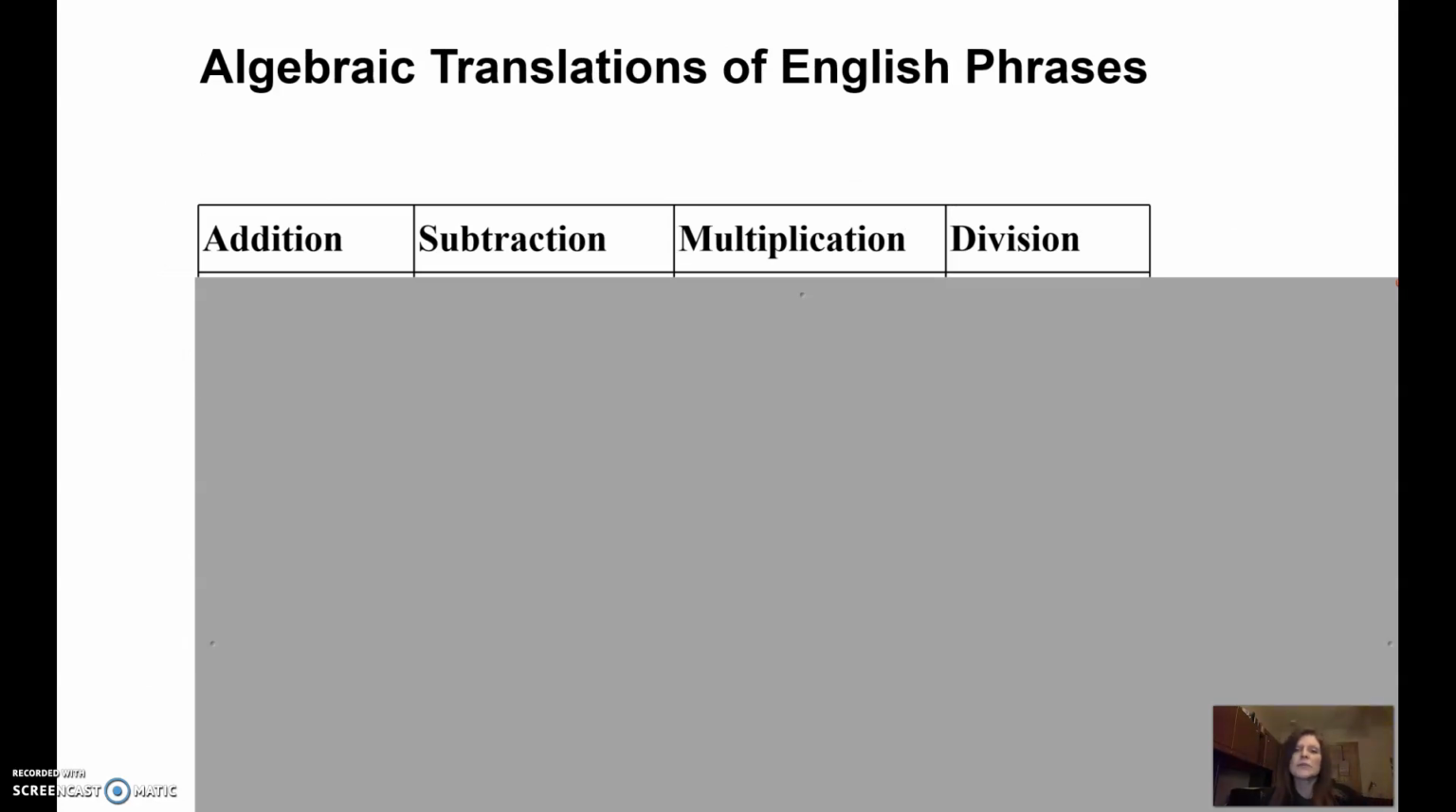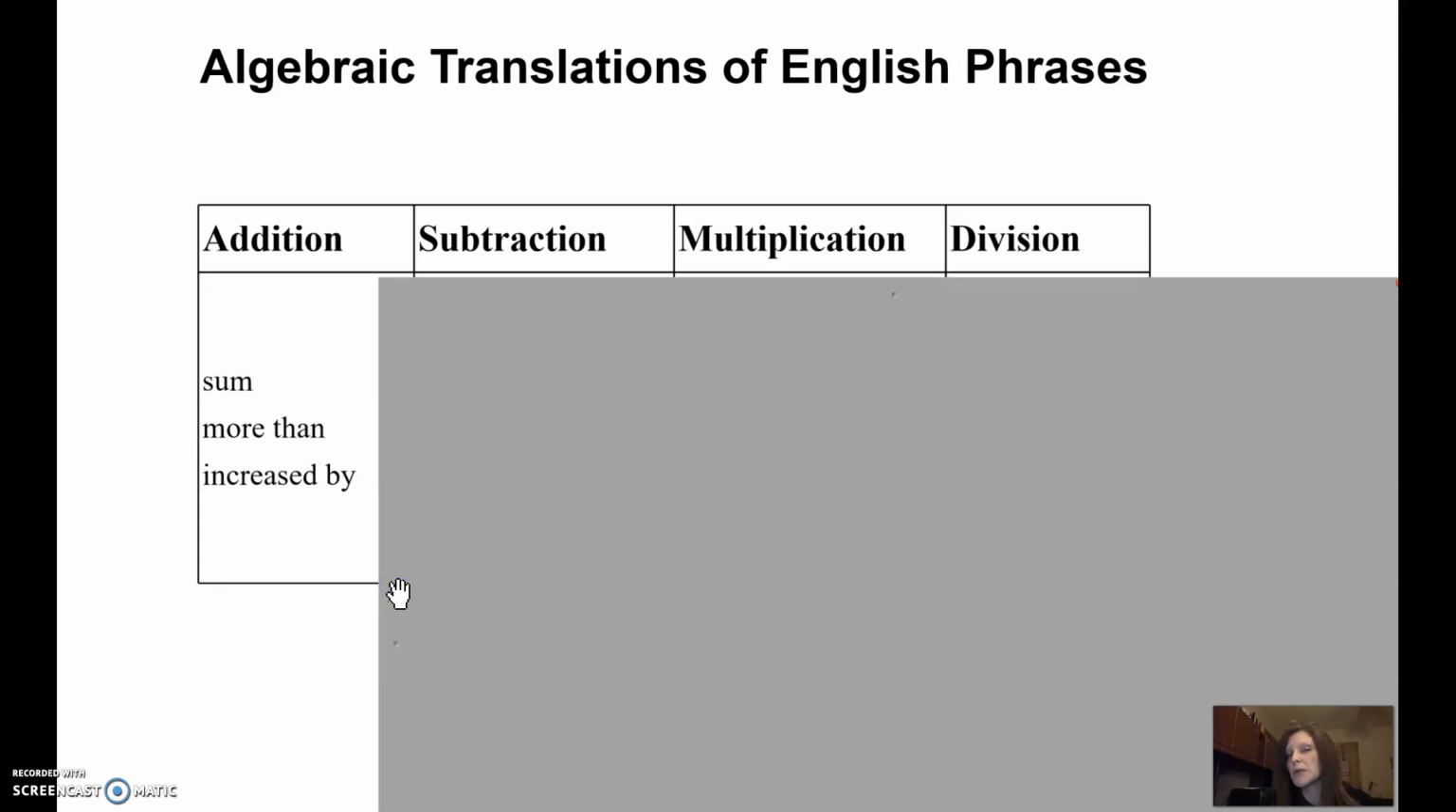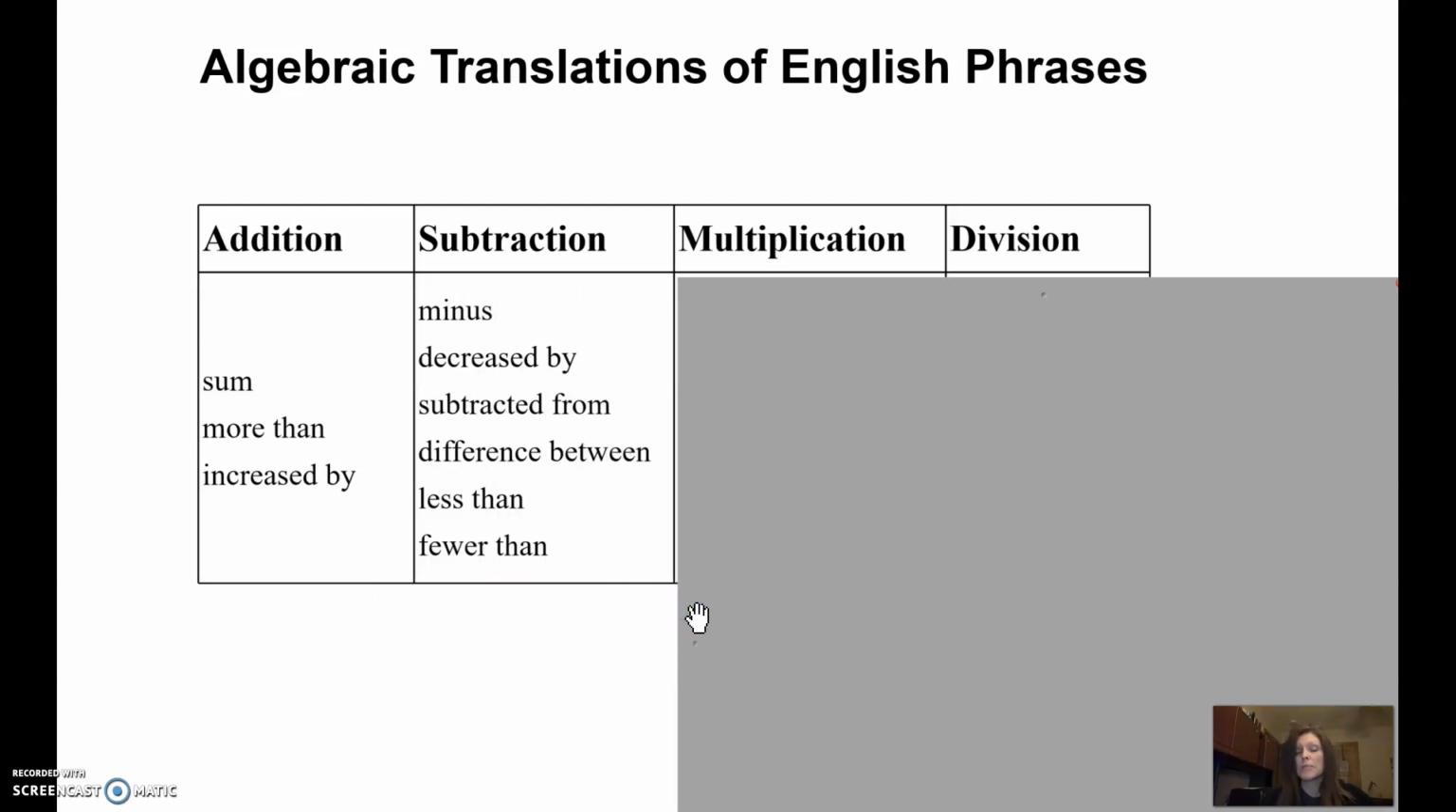Let's take a look at those key translation phrases. Adding, subtracting, multiplying, and dividing are the key operations that we use in algebra. Some words that might indicate addition are sum, more than, increased by, greater than. For subtraction, I might see minus, decreased, subtracted from, difference, that is a big one. Anytime you hear the word difference, you want to think about subtraction. Less than, fewer than. The tricky part about subtraction is that order really does matter. So we'll see that in one of our examples.